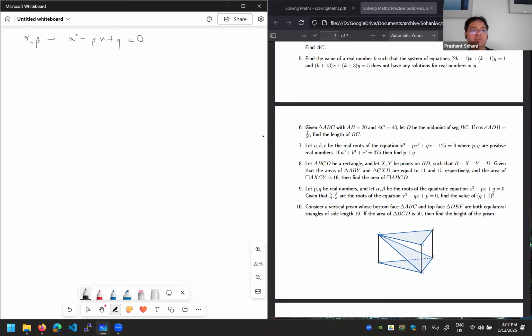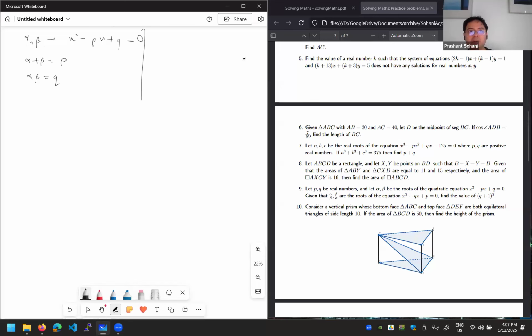First equation is this one, whose roots are alpha, beta. And so from this I can get some information, right? So the sum of the roots alpha plus beta will be P, and the product is Q. Right? So this is what I get from the first equation.